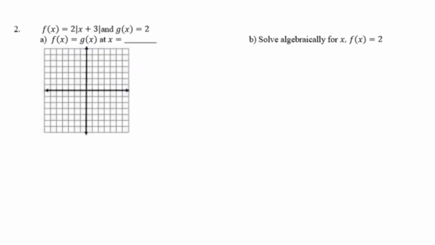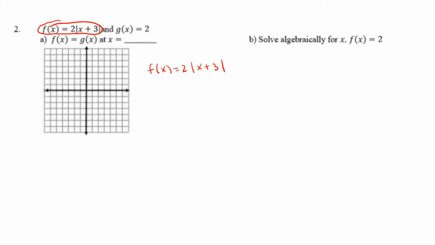Okay, so here's some help on number 2 here. Again, I'm going to go through a little bit quicker as we get farther into this, assuming that you're okay with this first part. All right, so we start off by graphing f of x. Let me pull that off to the side. f of x equals 2 absolute value of x plus 3. And we're also going to graph g of x.